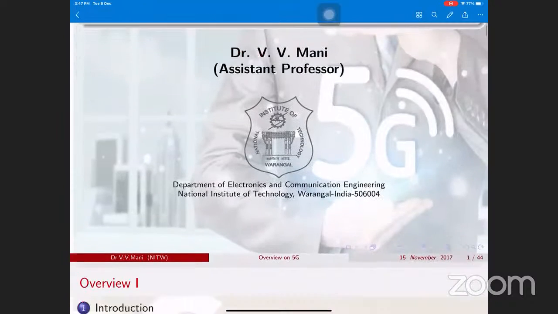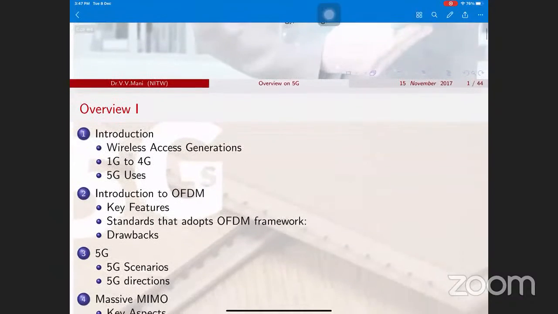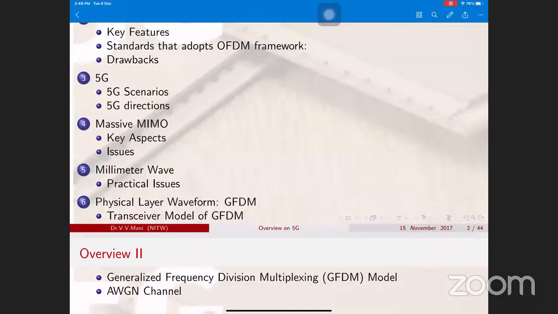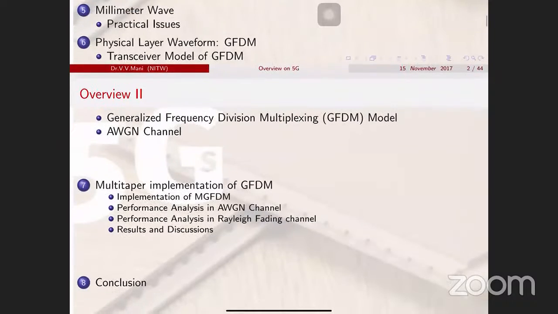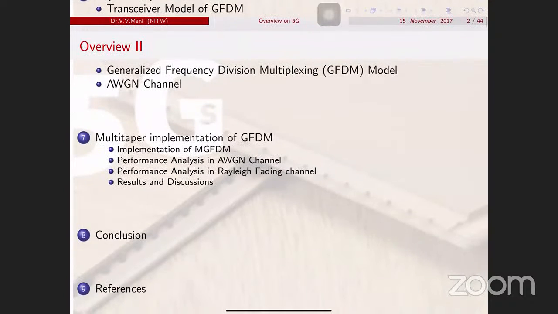Here I talk in depth about GFDM, what we have done at NIT Warangal. What is this physical layer waveform? The transceiver model of a GFDM system. This is the generalized frequency division multiplexing, the GFDM model. The first work is with an additive white Gaussian noise channel, and then we implemented it with the relay fading channel, and different analysis is also carried out.